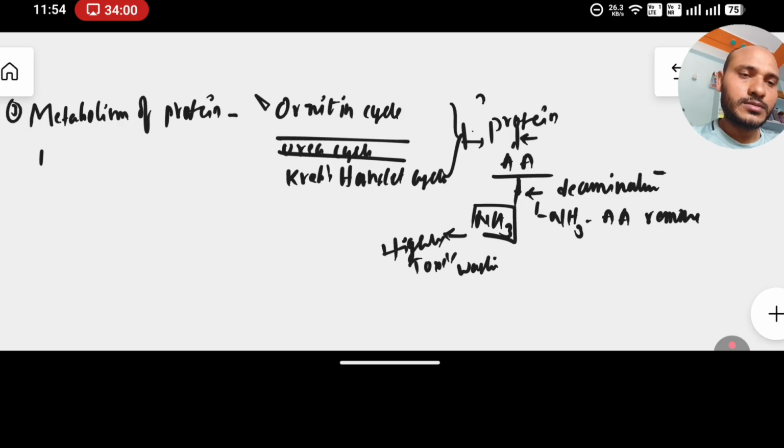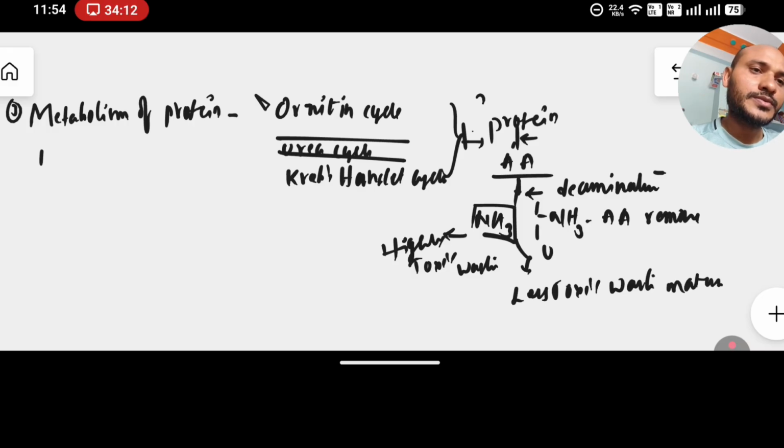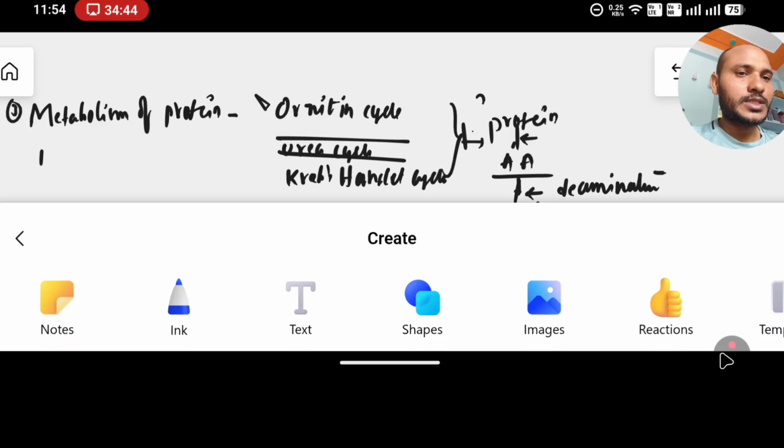So the liver converts ammonia into a less toxic waste material in the form of urea. So ammonia gets converted into urea, then this urea will be excreted out through the kidney or nephron. So this is all about the metabolism of protein.